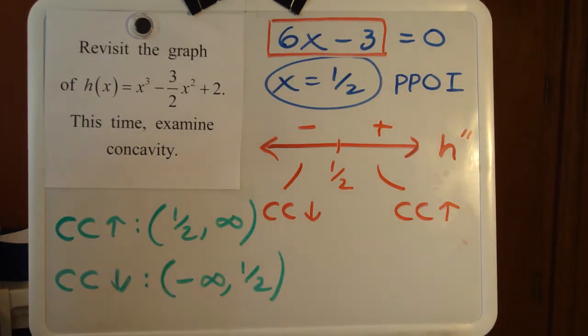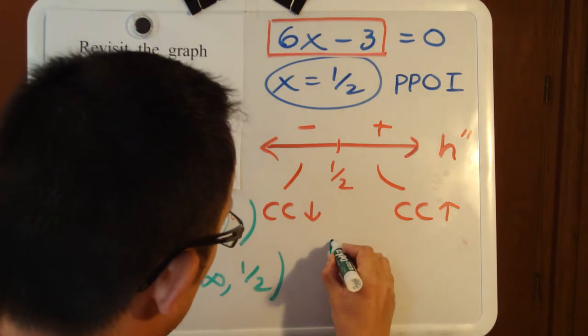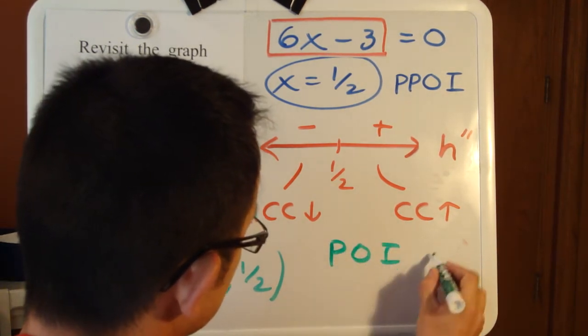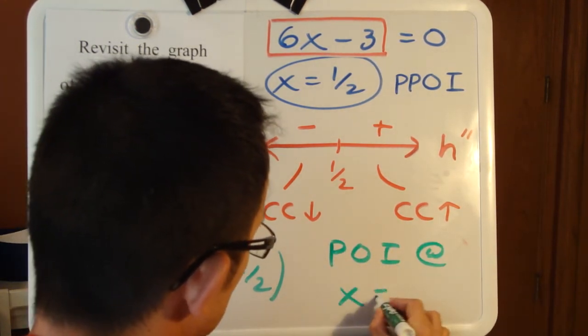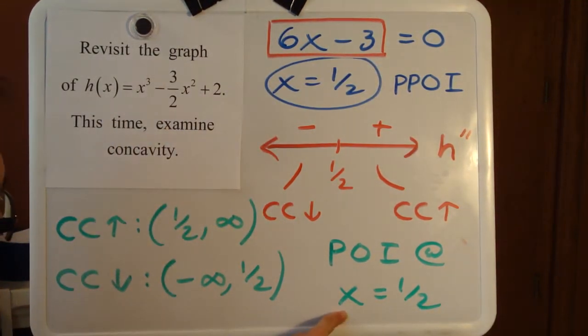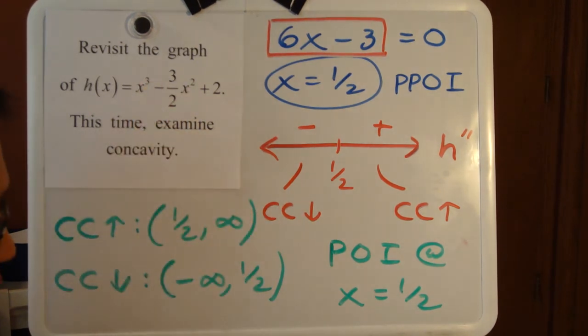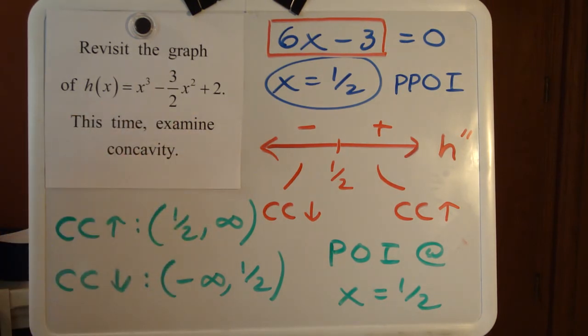And then we will certainly have an inflection point at 1/2. So we have a point of inflection when x equals 1/2. So naturally, you could find the y value, right? Take 1/2 and plug it into this function, and that will give you the y coordinate of the point of inflection. But this more or less gives you all the information that you need to understand the graph.